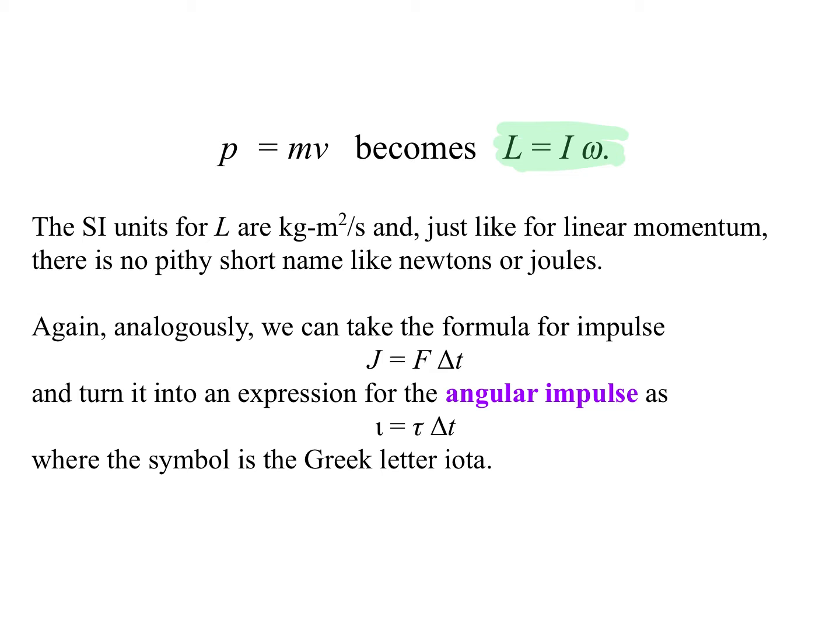The SI units for L are kilogram meter squared per second. And just like for linear momentum, there's no pithy short name for it like newtons or joules. Again, analogously, we can take the formula for impulse, that is J equals F delta t, and turn it into an expression for the angular impulse, that is iota equals tau times delta t. This is iota, it's like an I without a little dot.